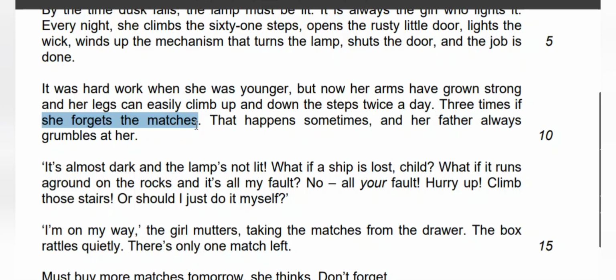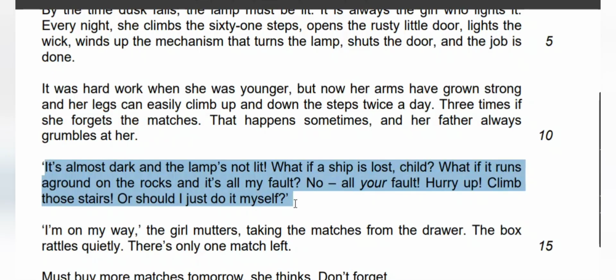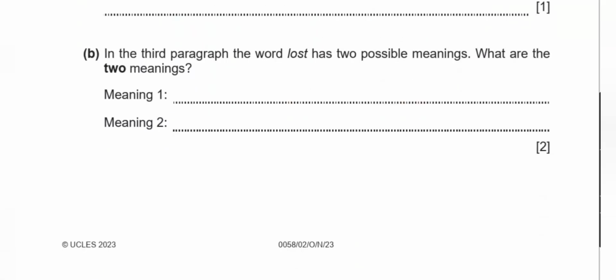And after saying this, she gives us an example in the next paragraph, like a scene or a scenario. What's supposed to happen? So the third paragraph is an example of the father's reaction to the girl because she has forgotten the matches. So what is the link between them? It's an example. So the third paragraph is an example.